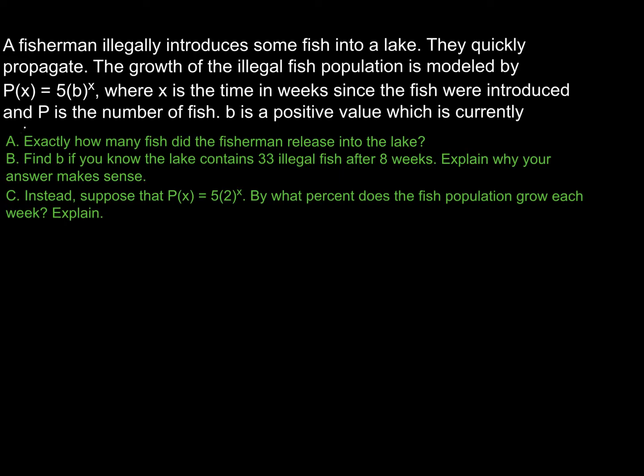So how many fish were released into the lake? And then find the B value if you know the lake contains 33 illegal fish after 8 weeks, and explain why your answer makes sense. And then C, suppose that P of X is equal to 5 times 2 to the X. By what percent does the fish population grow each week? So a lot of things to work through. I will say that for part C, thinking about the aim that we have today, you might want to consider constructing a quick sketch of the graph to sort of make sure that your answer seems to make sense.